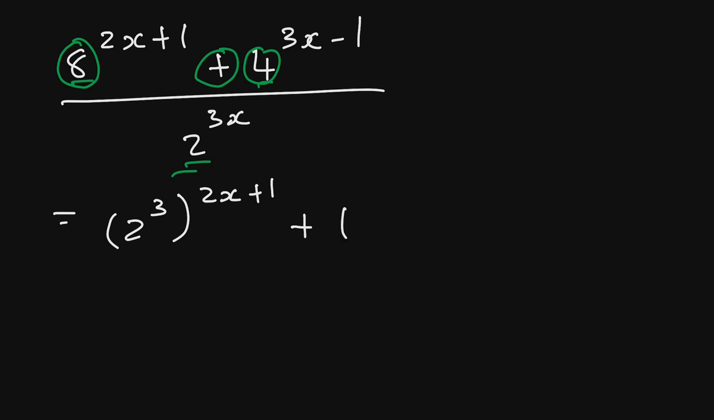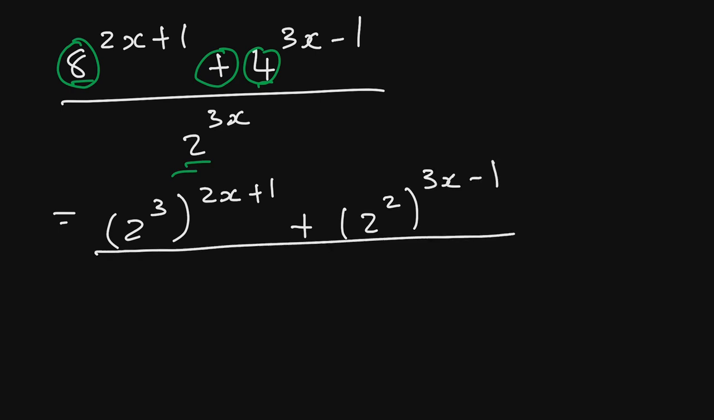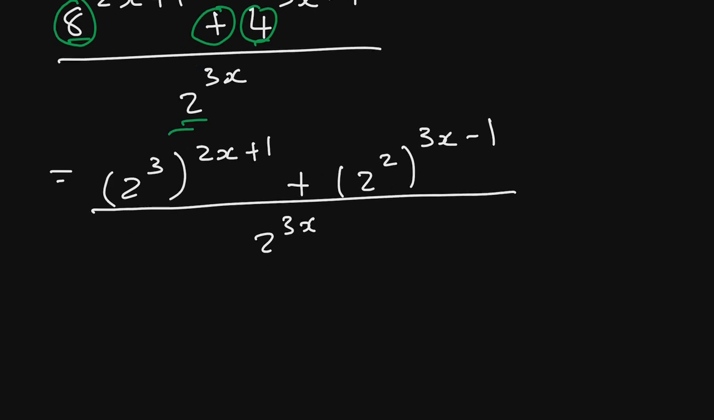We know that 4 is the same thing as 2 to the power of 2, and this is raised to the power of 3x minus 1. Therefore, this is all divided by 2 to the power of 3x. Now we have to remove the brackets. Remember, the exponent outside will multiply with each term inside, and the very same thing will happen to this one. So we're just going to have 2, and then 3 times 2x, that's going to be 6x, and then 3 times 1, that's going to be 3.